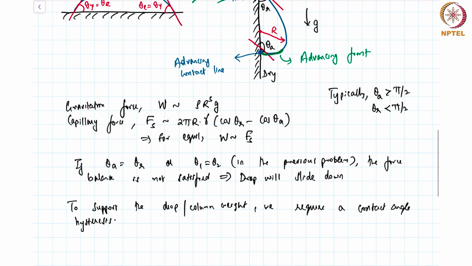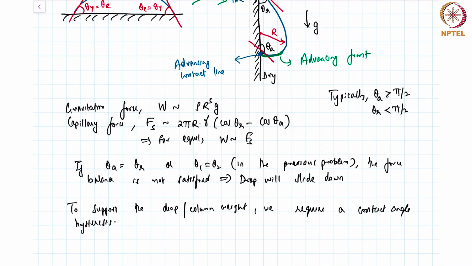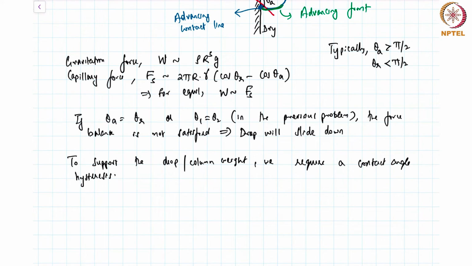So in other words, what tends to happen is this force balance itself will be fundamentally violated straight away. You have to take into account the inertia of the droplet, acceleration of the droplet, and motion of the droplet, and several other forces come in, dissipation in the liquid and so on. But the bottom line is, if you want to support a droplet like this on a surface, then you require a contact angle hysteresis.